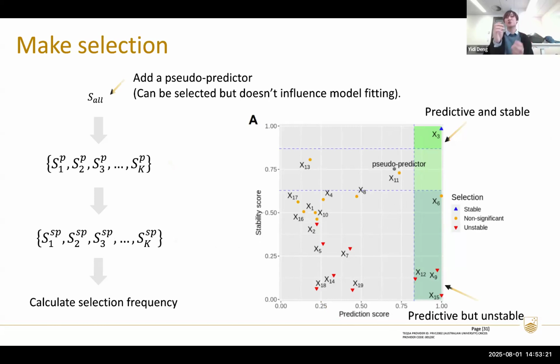What we do is add a pseudo predictor into the regression model, which is basically an index. It's not an actual predictor. It's an index that can be selected during this process, but it won't influence the model fitting, and it won't influence the objective score. So if a true predictor is selected more often than the pseudo predictor, it means this true predictor could contribute to improving the objective function. That's how we get this threshold value.